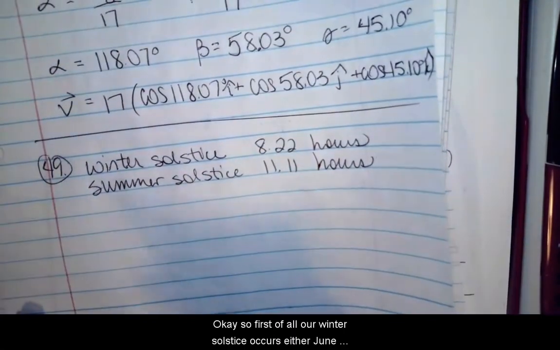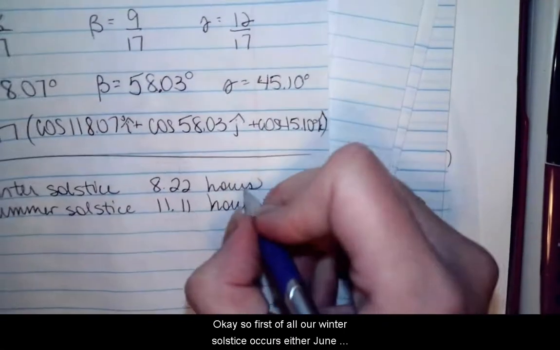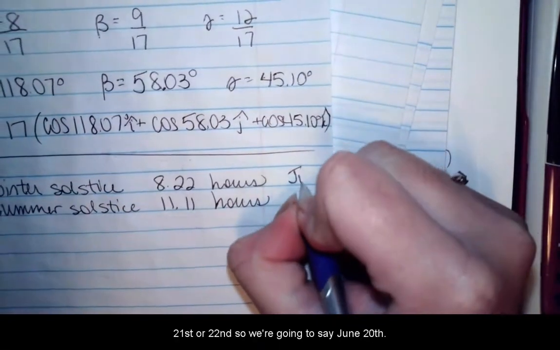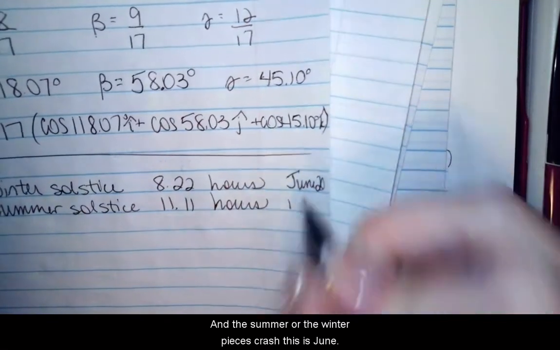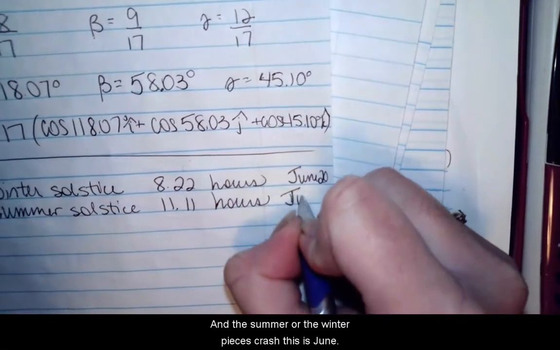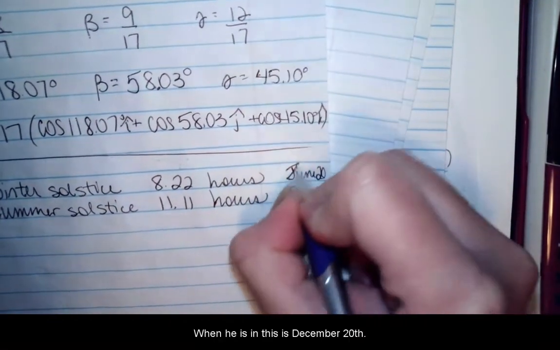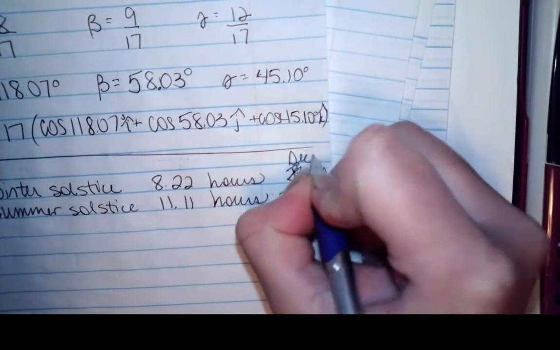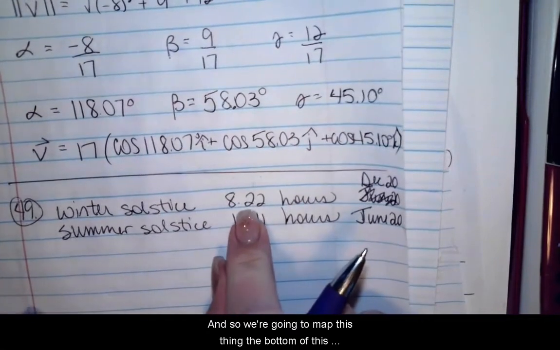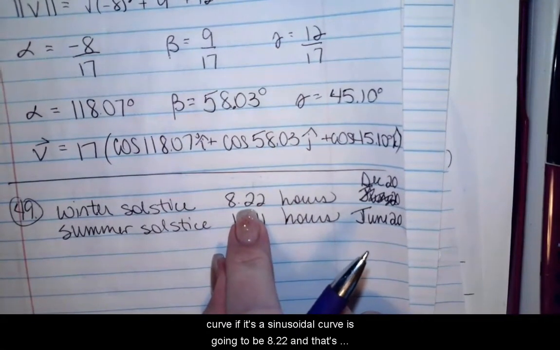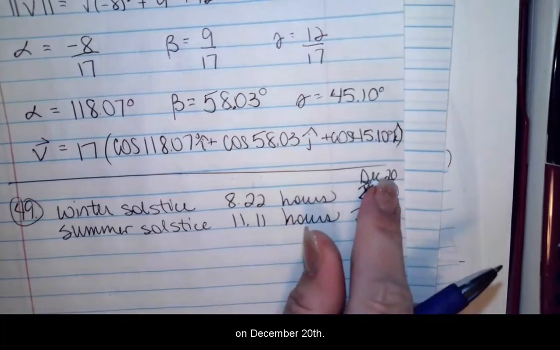First of all, the solstices occur around the 20th or 21st, so we're going to say this is June 20th, and this is December 20th. And so we're going to map this thing. The bottom of this curve, if it's a sinusoidal curve, is going to be at 8.22, and that's on December 20th.